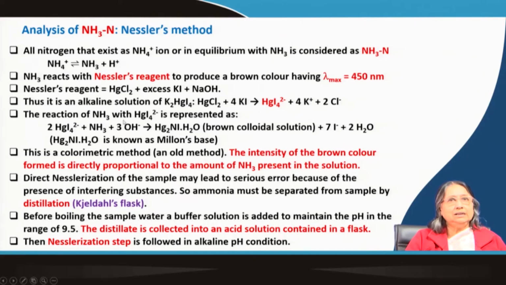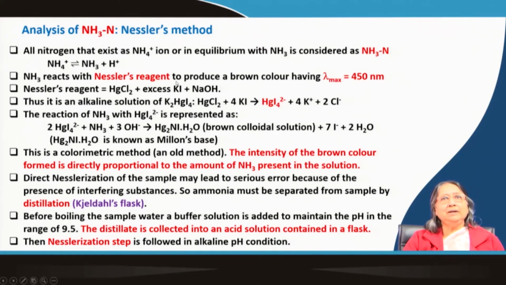Now, the reaction of NH3 with this is represented like this. This is the Nessler's reagent, that is the anionic part, and then ammonia in presence of alkali forms this complex. Okay. This is a complex which has a brown color, okay, and it is a colloidal solution that is formed. Okay. This is the balanced equation. It is also known as Millon's base.